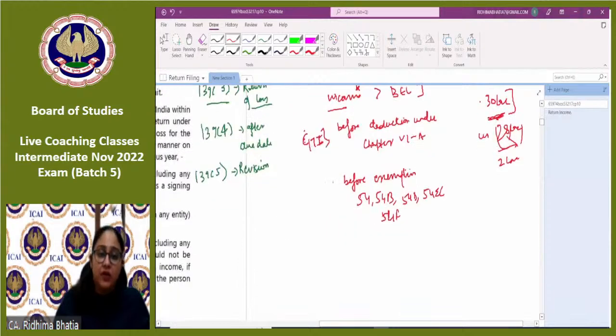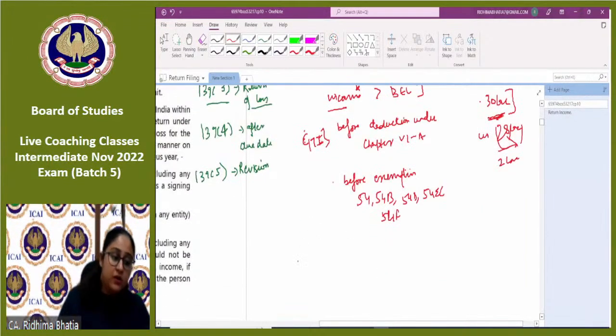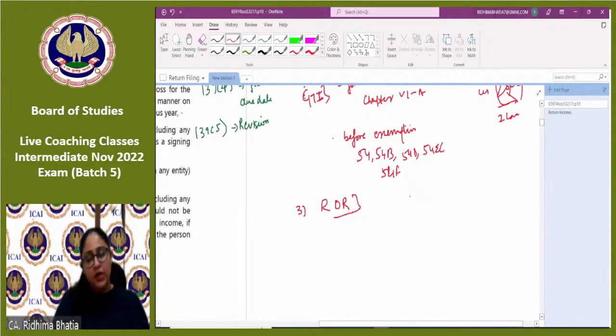But apart from this, suppose you are not a company or a firm, and not falling in the second category either, but you are a ROR. What is ROR? Resident and ordinary resident, those whose global income is taxed. You are an ROR, you do not have income more than the basic exemption limit. That is clear.